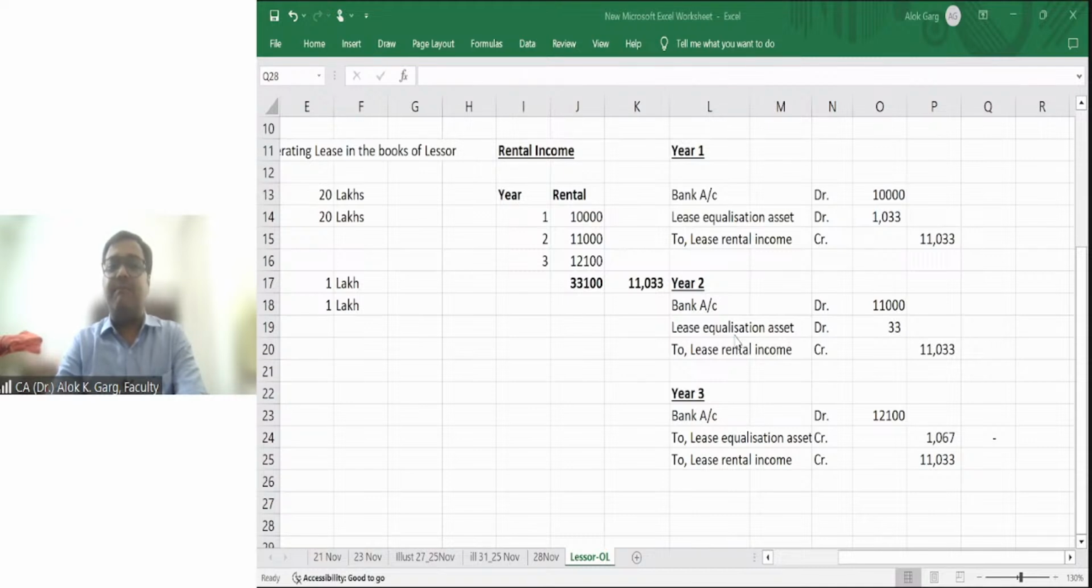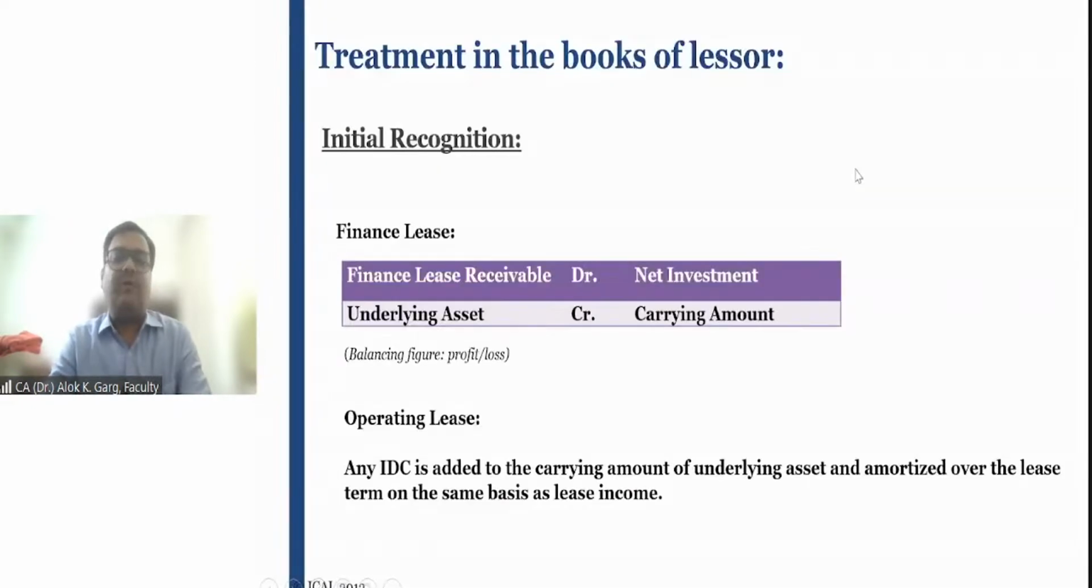This is very simple lease accounting, I would say. Okay. So friends, now let's go back to the finance lease accounting, which is a little tricky in case of lessor, but it is, I would say, just a replica of right of use asset and lease liability accounting.